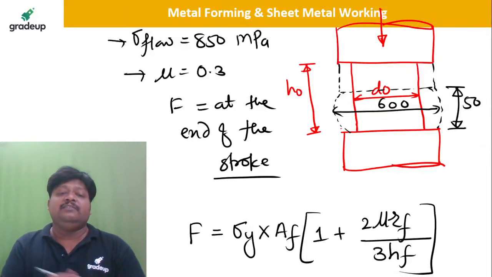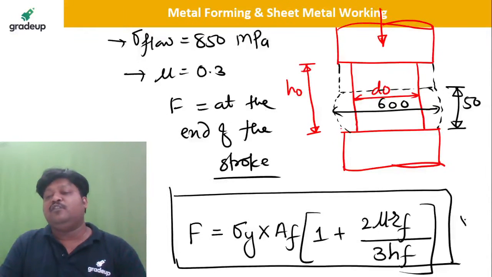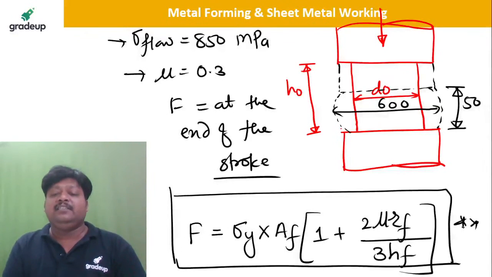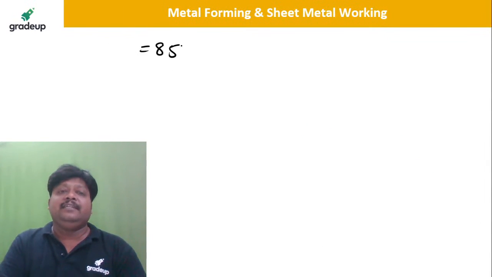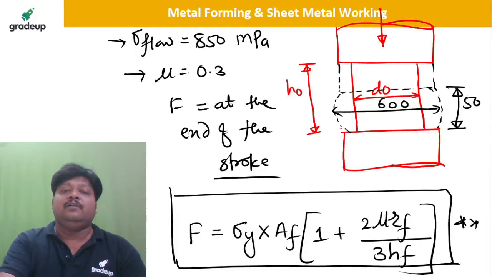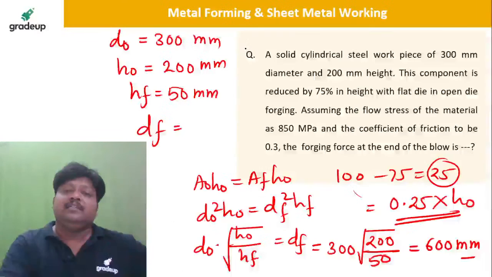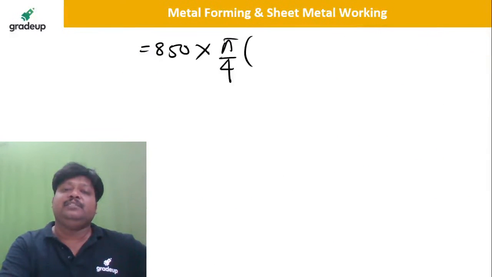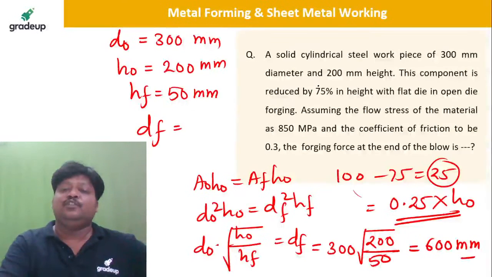Right? So this is a very important formula. If not, please note it down. This is a very, very important formula. So here sigma y, sigma flow, is how much? 850, into final cross sectional area pi by 4. What is DF? DF is 600. Yes, DF is 600 square, into 1 plus 2 times mu, where mu is how much? 0.3.